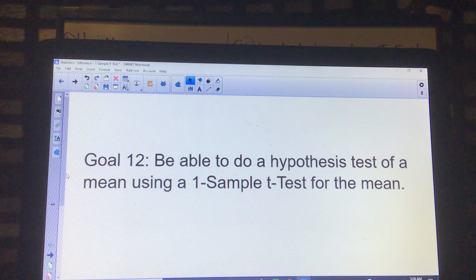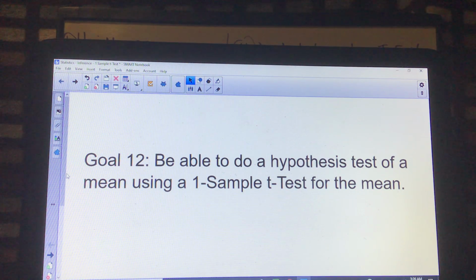The purpose of this video is to look at goal 12 of our inference unit, which says that we want to be able to do a hypothesis test of a mean using what's called a one-sample t-test for the mean. Make sure before you watch this that you really understand that t-distribution and the conditions that are necessary to use it. All of that is in the video with the one-sample t interval.